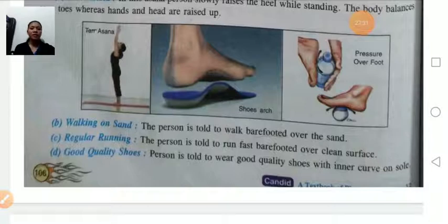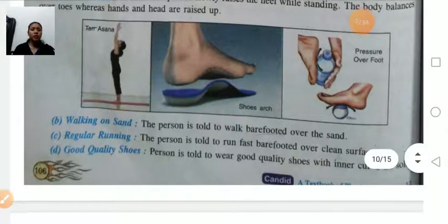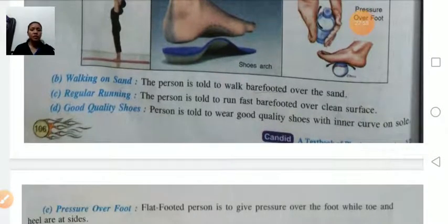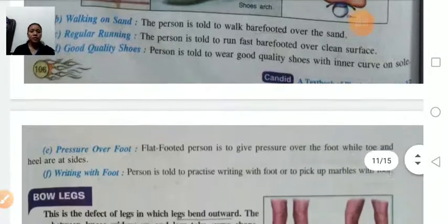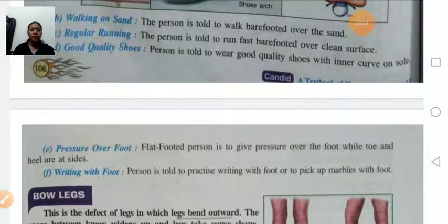Walking on sand, the person is told to walk barefoot over the sand. Regular running, the person is told to run fast barefoot over a clean surface without shoes, and good quality shoes. He should wear good quality shoes with an inner curve on the sole. Pressure over the foot. If you have flat foot, the person is to give pressure over the foot while the toe and heels are at the sides, or by writing.